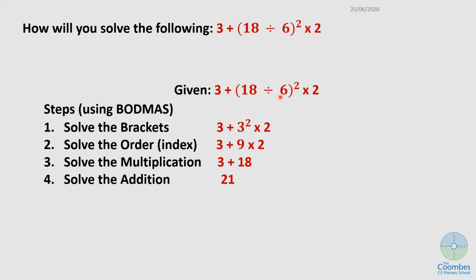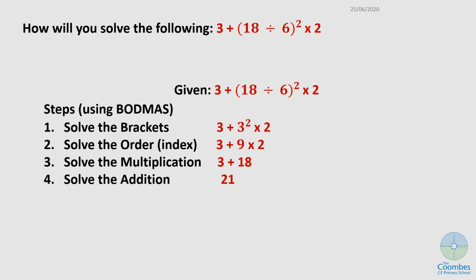is 3, so I'll write my 3, but you remember this power of 2 is outside the bracket, so the answer inside here, which is 3, must still be squared. Then I have my times 2. Now my next step is order. In other words, the power is any of the numbers raised to a power, an index. And if I look at this one, yes, this 3 is raised to the power 2. So I have to solve this one before I continue.